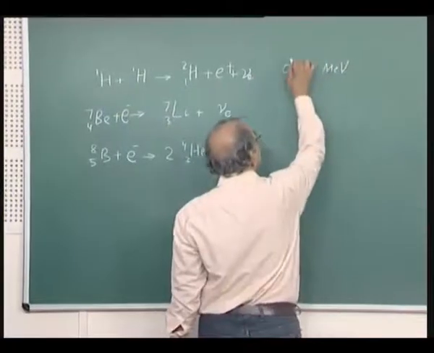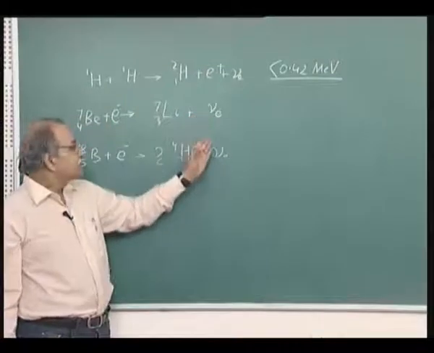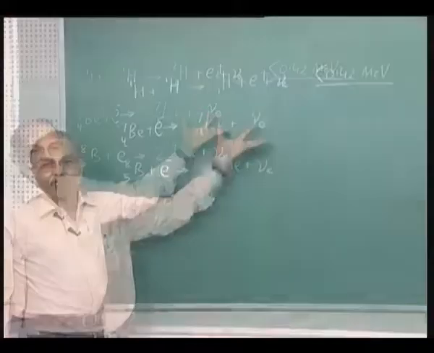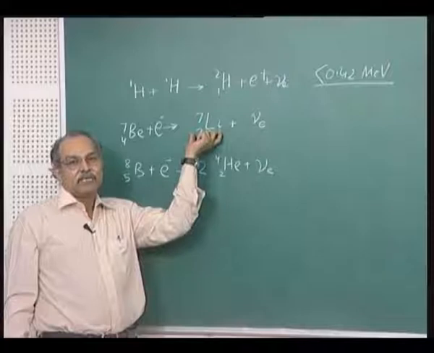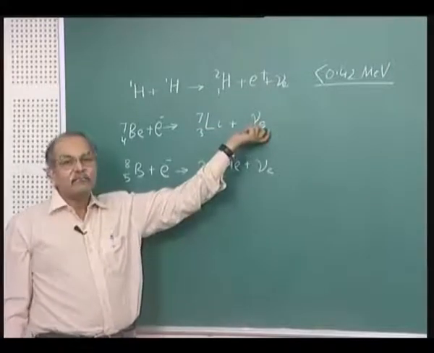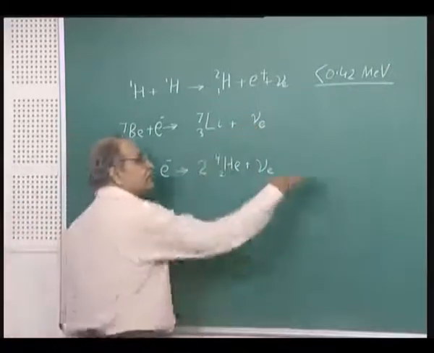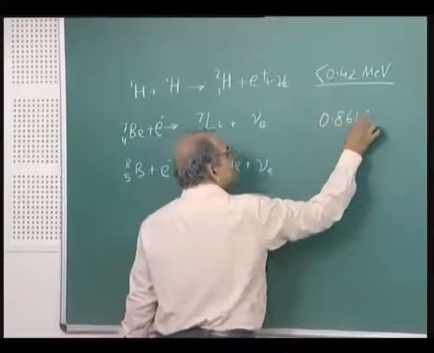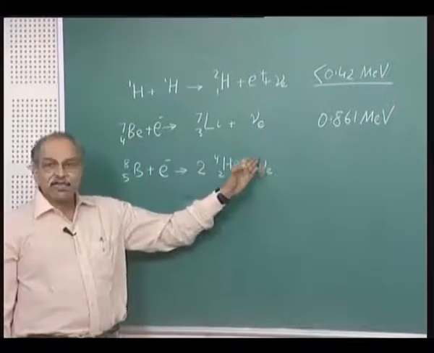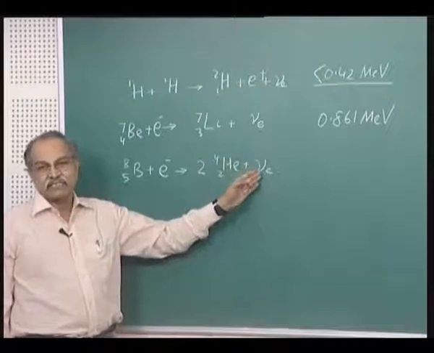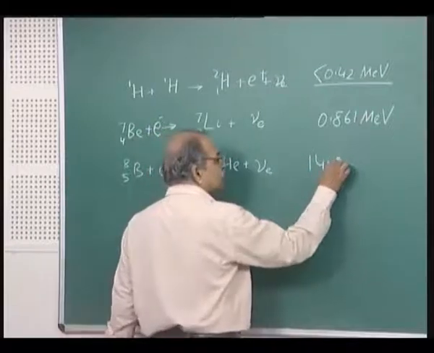So that energy is less than 0.42 MeV, but in these two cases nothing like that. Whatever the Q value is, it is shared only by a very tiny fraction of recoil, and almost everything is taken away by this neutrino. So these neutrinos are monoenergetic, and the energy is 0.861 MeV. And similarly here, this nu E will take away all the energy that is made available through this reaction, and that is 14.03 or so MeV.